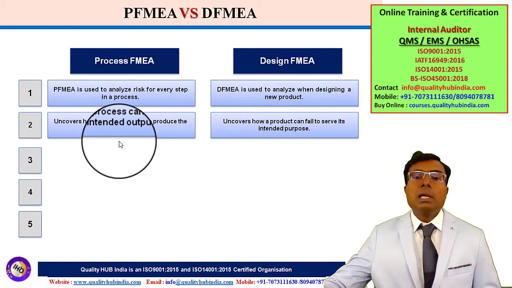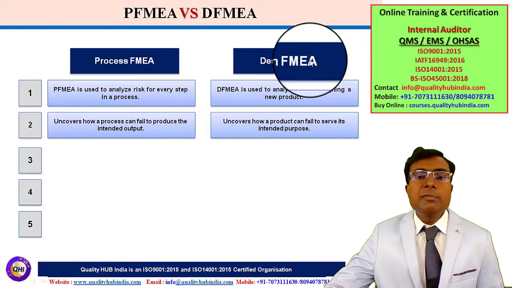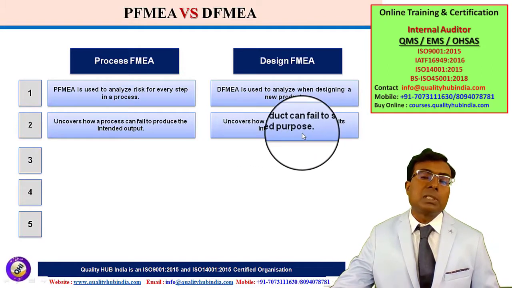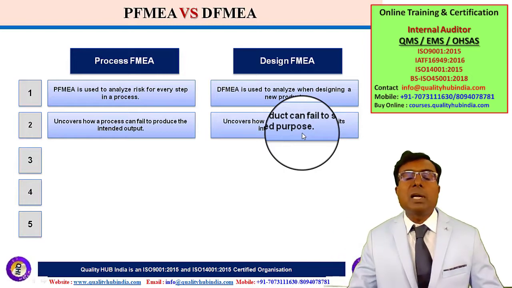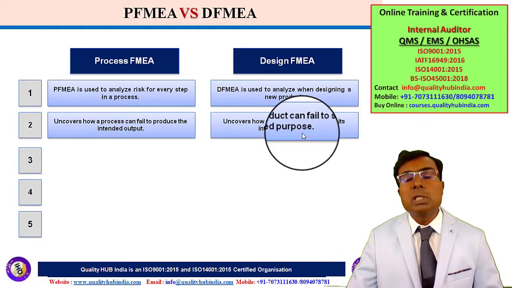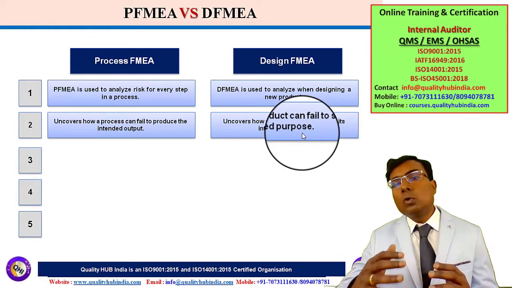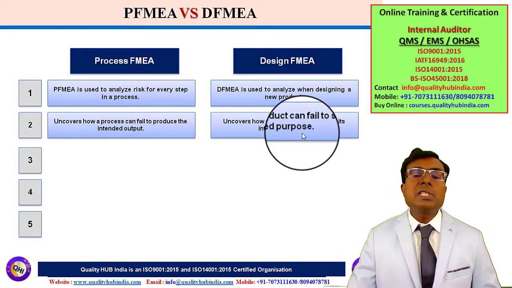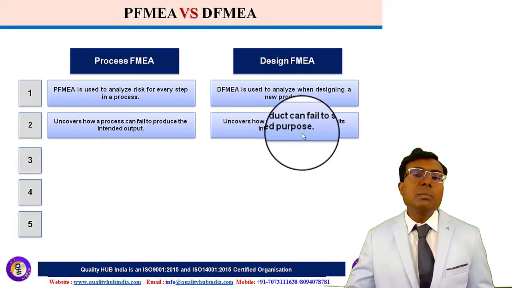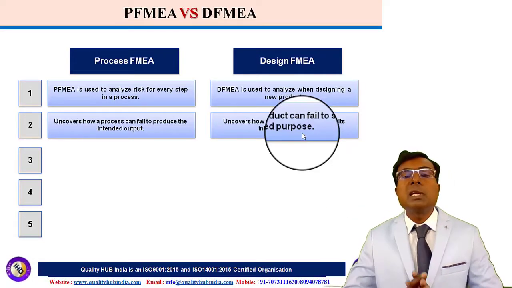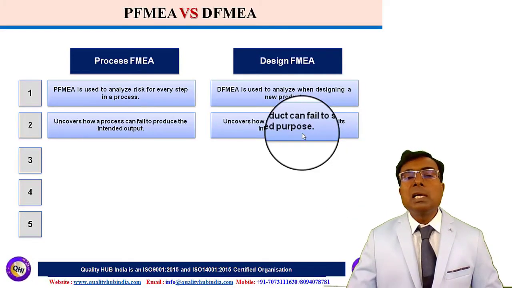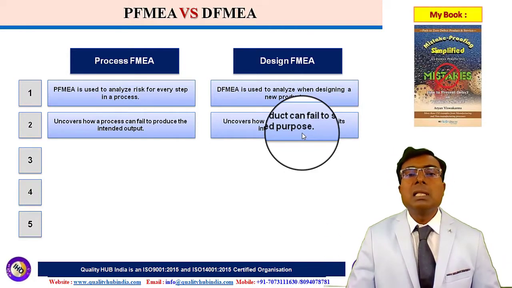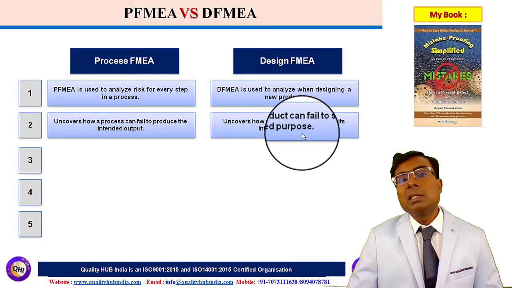terms of FMEA. If we talk about design FMEA, here we uncover how a product can fail to serve its intended purpose. So what could be the purpose of a product? For example, you are manufacturing a motor, then the way it could fail is while starting, the motor would not run, or the efficiency of the motor would be less. Or if the motor is getting assembled somewhere, there could be fitment issue, or in terms of functionality, the amount of efficiency you are expecting out of a motor is not getting delivered. That could be the failure mode.